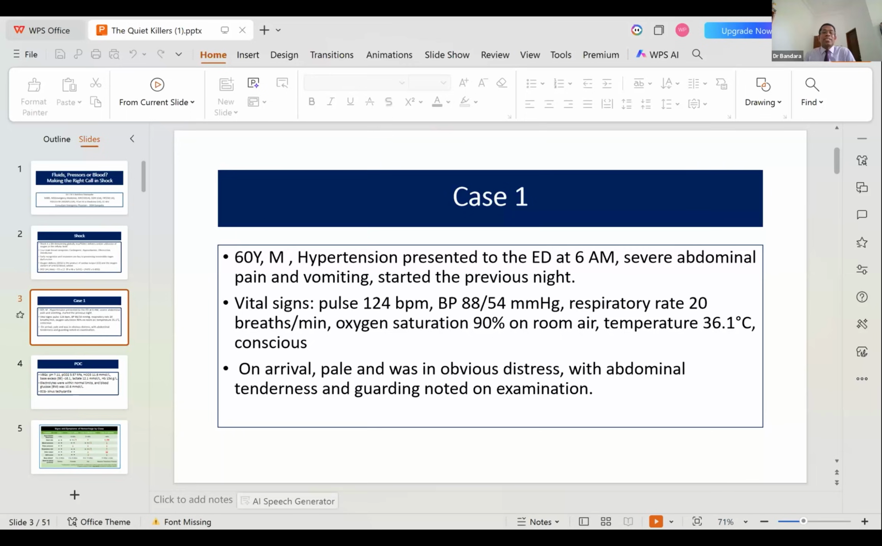On arrival, the patient is pale and has obvious abdominal distension and tenderness. If this clinical picture comes to you, everybody knows that there's some problem in your aorta or the abdominal region. So we did the point of care.